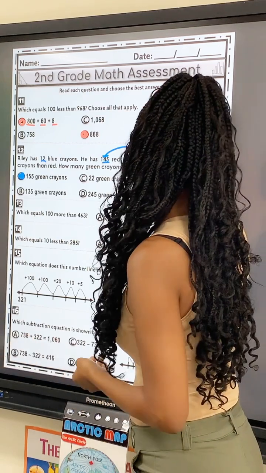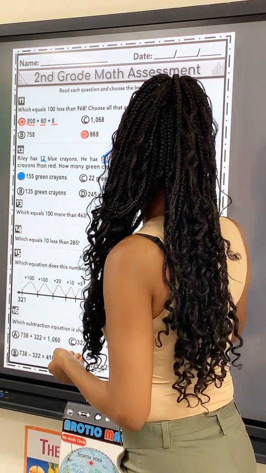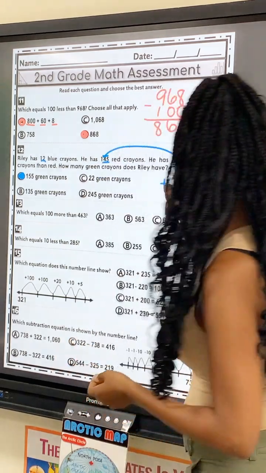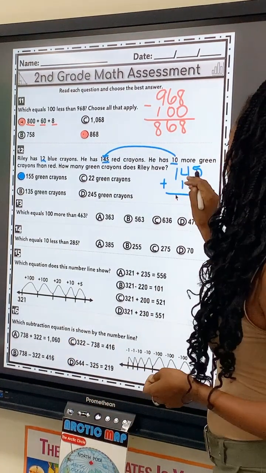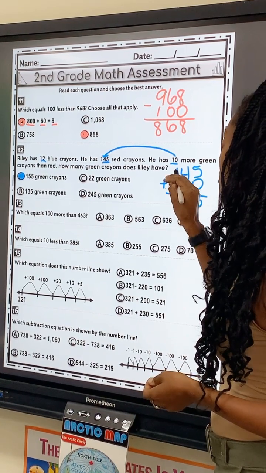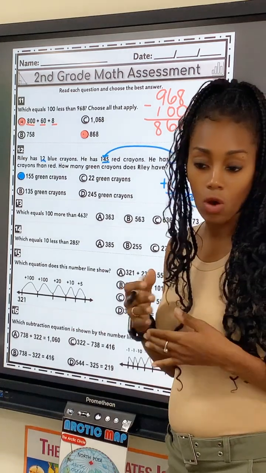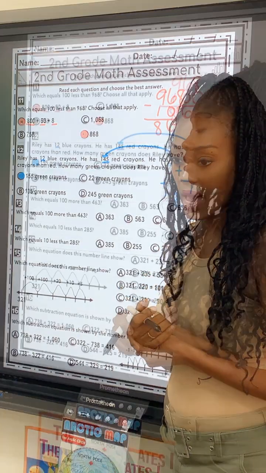155. And again, if you need to be someone that works it out, go ahead and work it out. 145 plus 10. 5 plus 0 is 5. 4 plus 1 is 5. 1 plus 0 is 1. 155. Don't be afraid to work it out, okay?